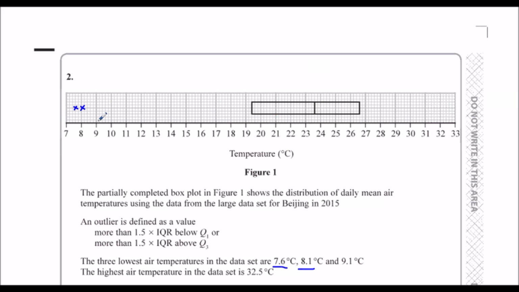And then for the bottom whisker, we can use 9.1. We can also use 8.6, but let's use 9.1. So 9.1 is here. Our highest value was 32.5. And we'll join them up. So there's our box plot.